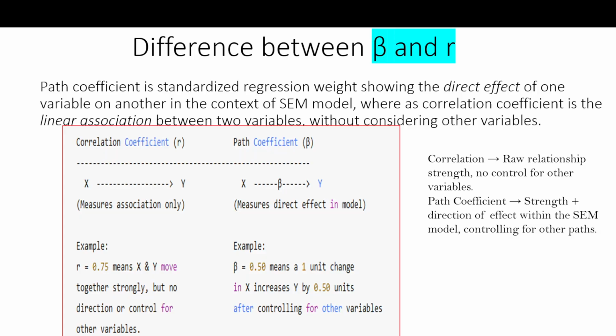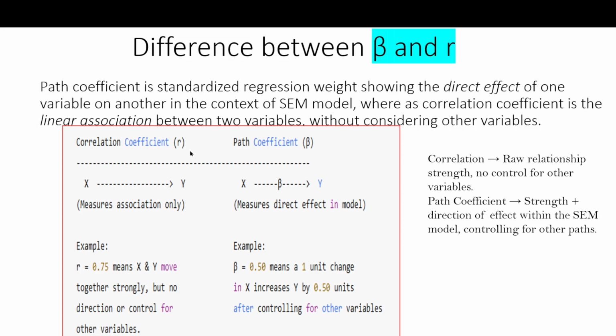Okay, now one more important concept related to beta: what is the difference between beta and R? R is a correlation coefficient and beta is a path coefficient. Now what is the difference? The path coefficient is a standardized regression weight showing the direct effect of one variable on another in the context of an SEM model, whereas the correlation coefficient R is the linear association between two variables without considering the other variables. This is the main difference.